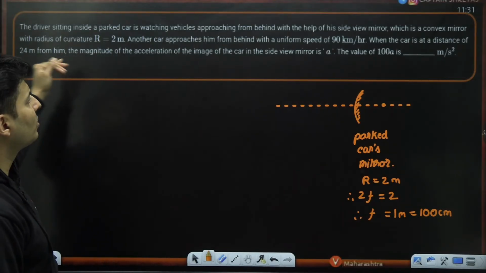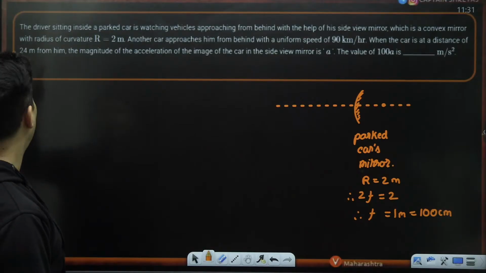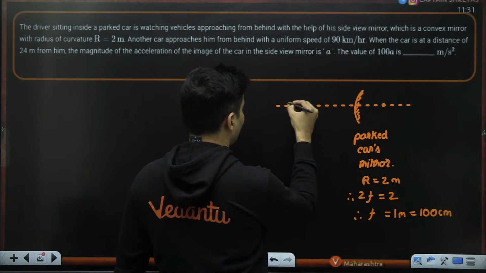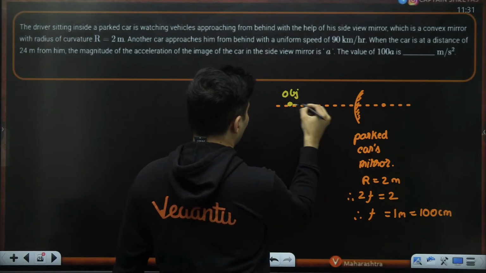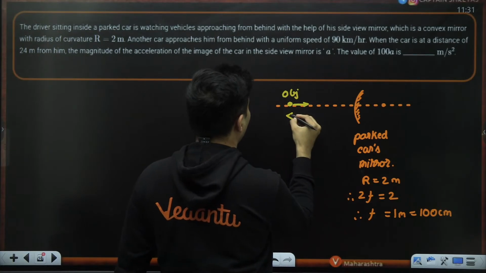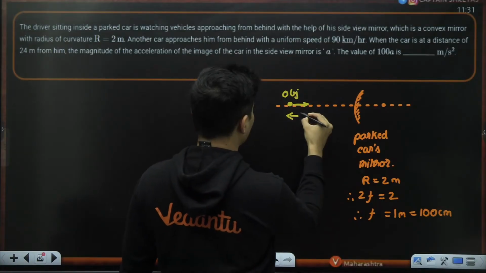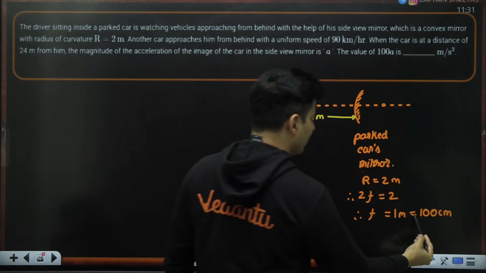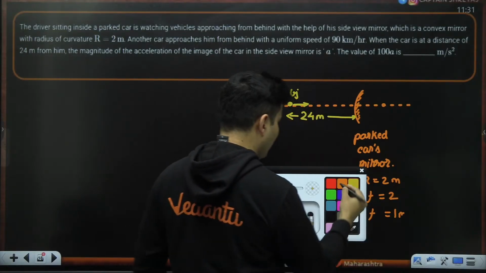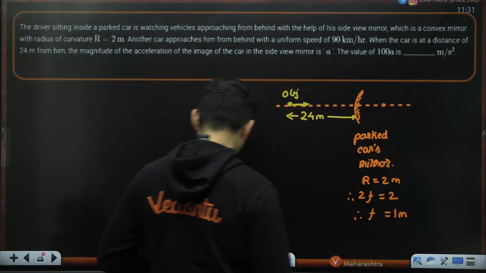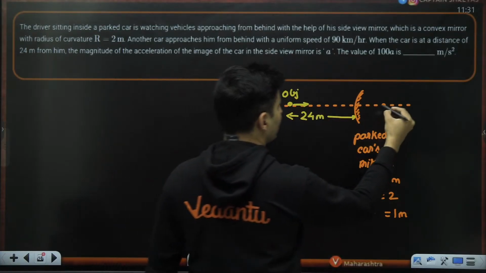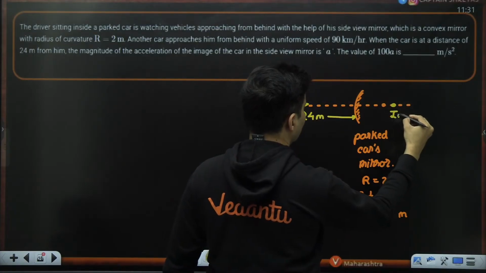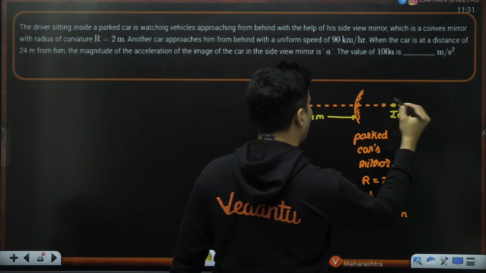So the car is going to approach with 90 speed and the car is at a distance of 24 meters from him. So this is the object, moving with 90 speed, and the distance is 24 meters. Let's keep everything in meters. I don't think we will need centimeters over here. And because of that, the image of that particular car will also appear to move.